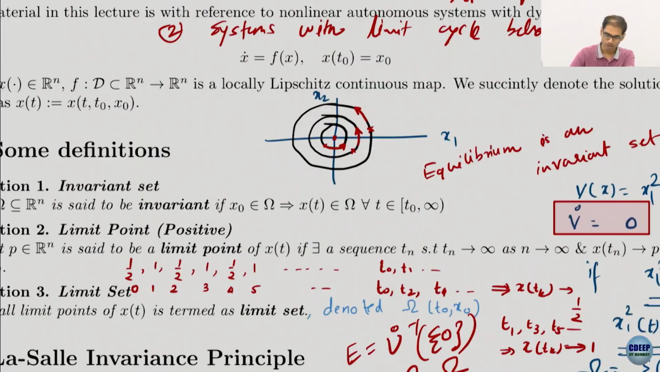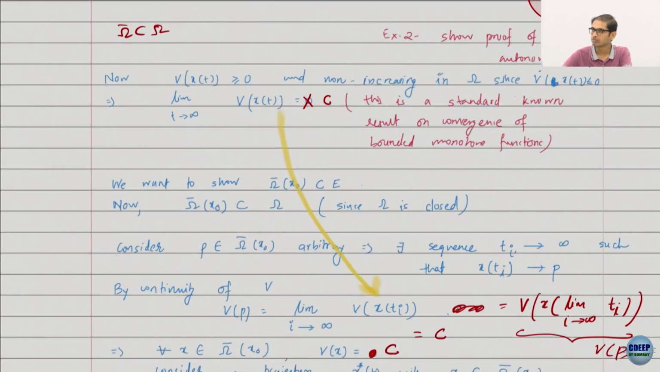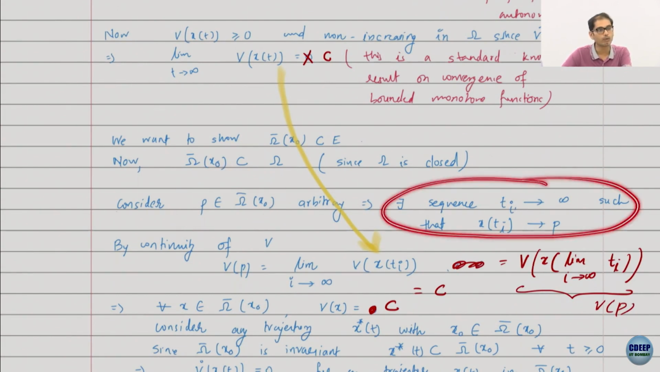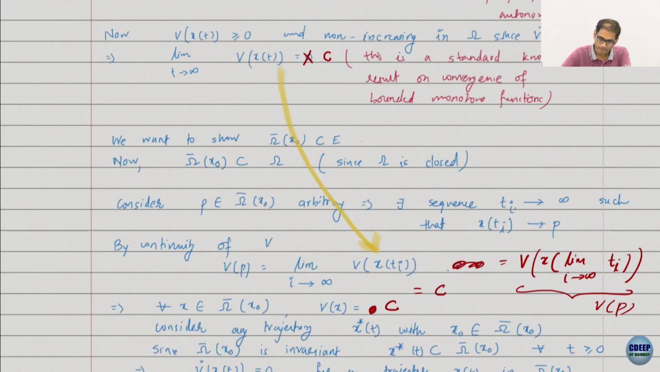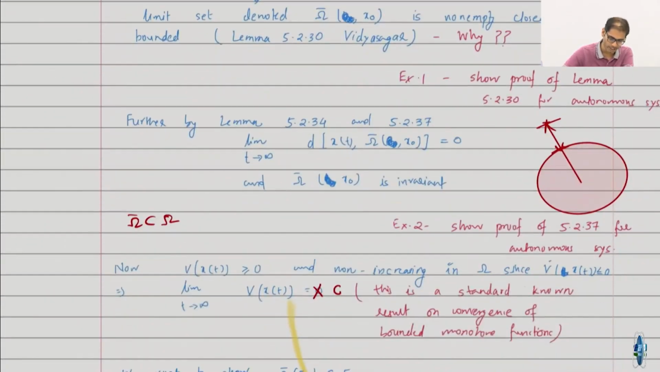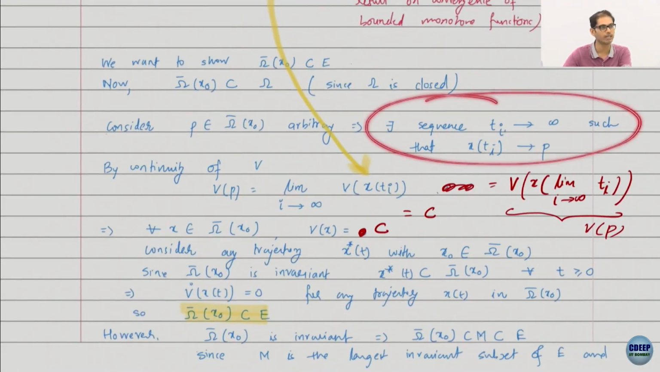Now, what did I do? I started with some point on that circle, for example. I started with some point on that circle and then I used the definition of the limit point, which said that I will converge to that point as time goes to infinity. In this particular case, I will always remain here, but in general, I will converge to this point. That is the definition of the limit point. It's the definition of this point P. So, I have just written the definition. I have not done anything more than write the definition of the limit point here.